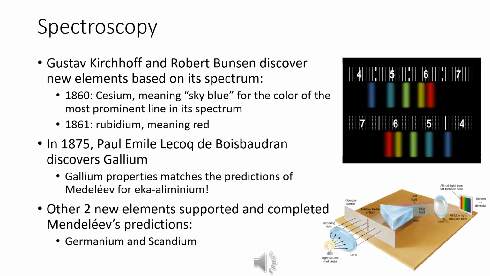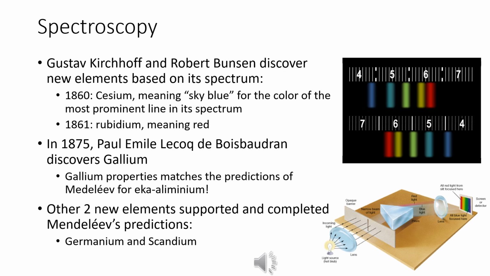With this new technique, Kirchhoff and Bunsen could discover some new elements. For example, in 1860 they discovered cesium, meaning sky blue, because it was the most prominent line in the spectrum, and in 1861 they found rubidium, meaning red, for the same reason: red was the most prominent line in the spectrum of rubidium.